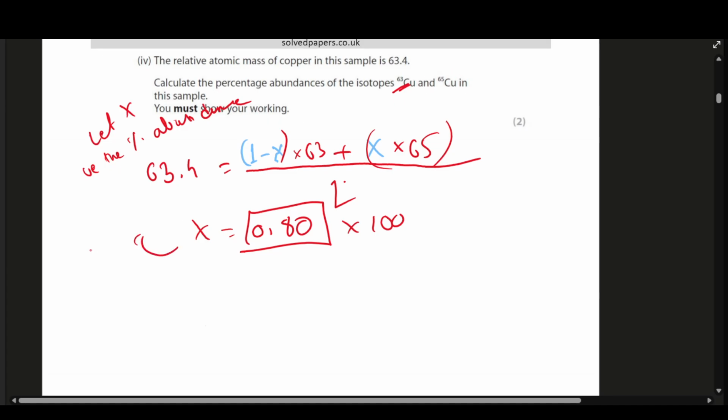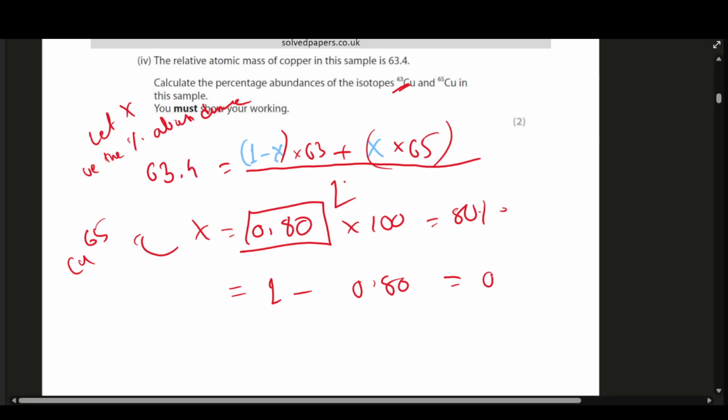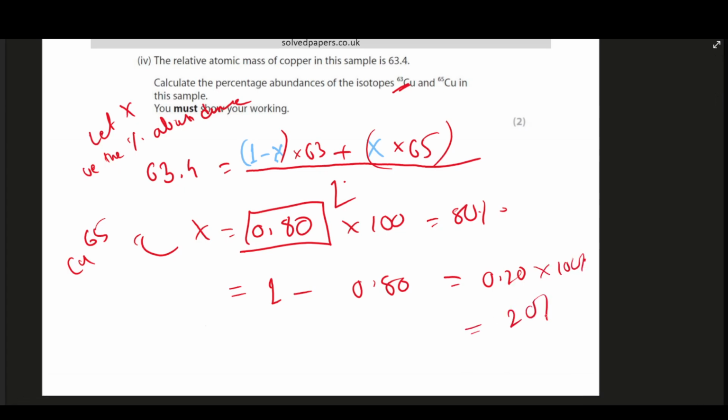Let's say this is 63 and this is 65. I mean copper Cu-65 abundance. All right, 80%. That means the rest is dominated by y, isn't it? Cu-63. Did you understand? 20%, 0.20. Am I clear? Which you can just multiply by 100 and get 20%. Did you get it? Why I give 1 minus x?